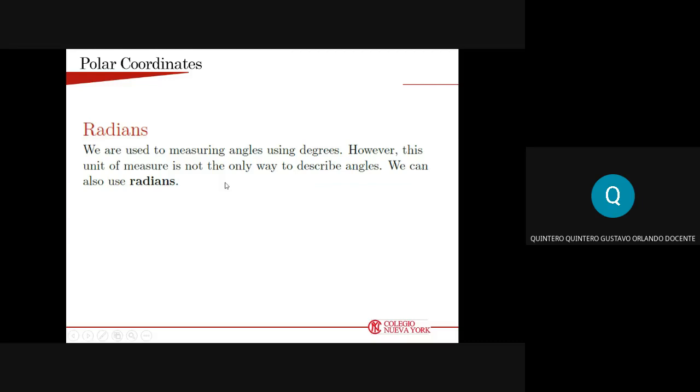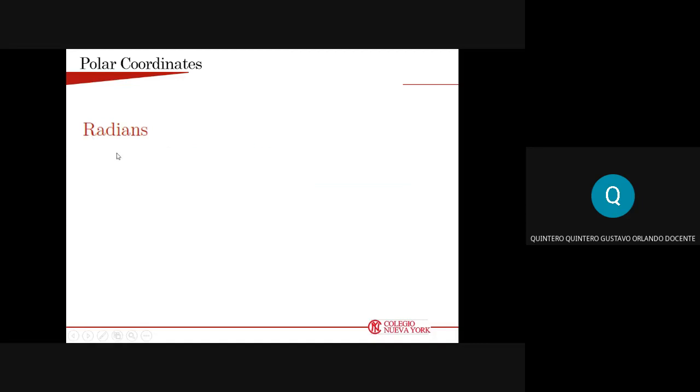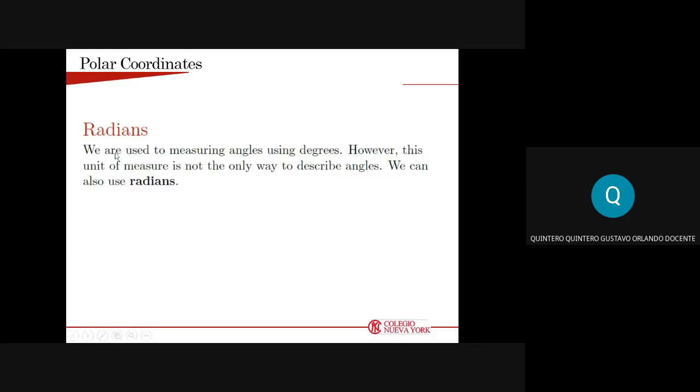Guys, if you like to take notes, go ahead and take notes about these radians. What are radians? Radians is a new word, something new we haven't seen in the past. So we're going to learn that today.